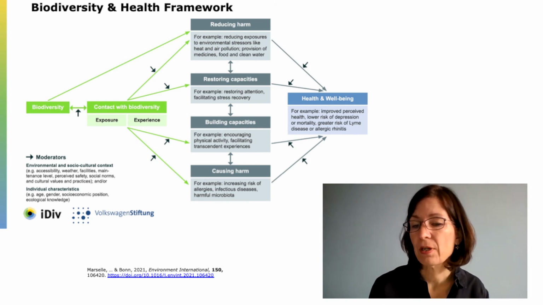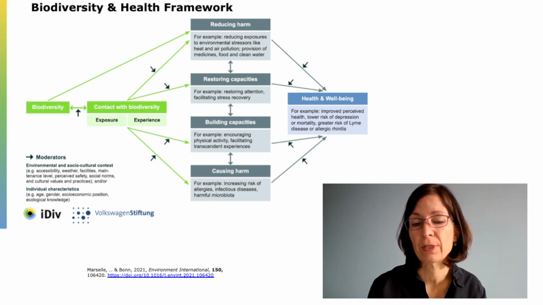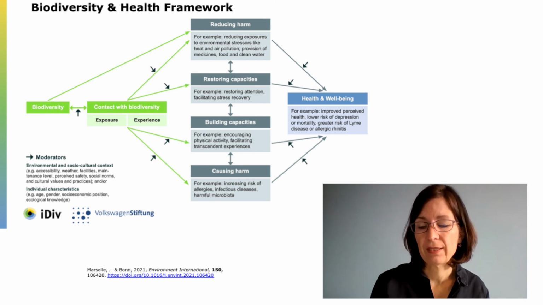Then, especially important for mental health, is restoring capacities. Biodiversity can help restore our attention, reduce our stress, and facilitate our stress recovery. Third, it can also help building capacities by encouraging physical activity, for example, in parks, or facilitating transcendent experiences, for example, through sacred groves or spiritual experiences we may have in nature. But also there are obviously negative aspects of biodiversity as we're currently experiencing. So, for example, it can cause harm by increasing risk of allergies or infectious disease, or in fact harmful microbiota. Here I will focus on the restoring capacities with respect to mental health and well-being.